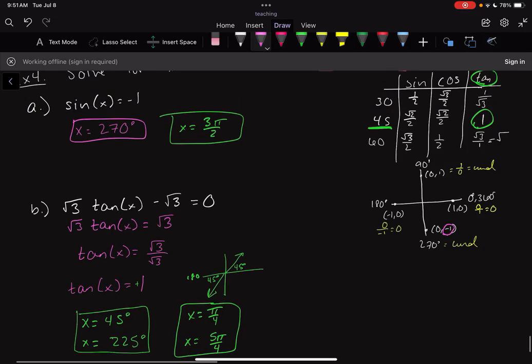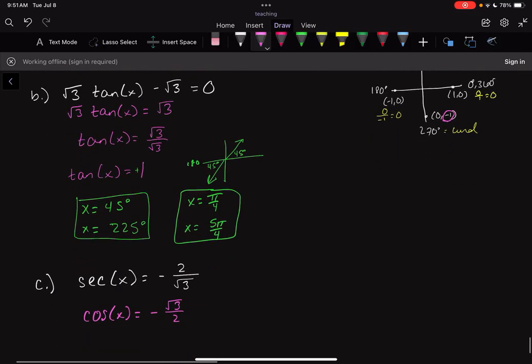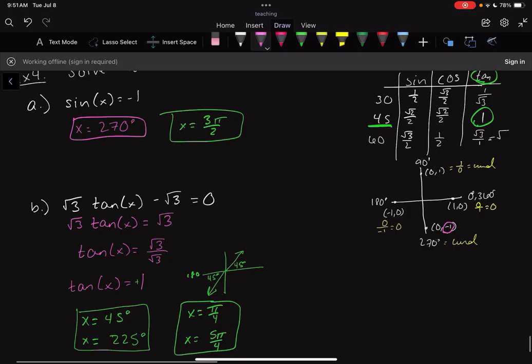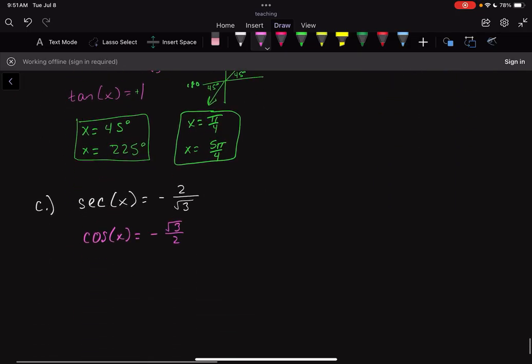So for this one, cosine is negative square root 3 over 2. I look at my table, that happens at 30 degrees. So I know that my reference is 30 degrees. It's negative. So cosine is negative in quadrants 2 and 3. Reference of 30. So here I'm going to get 150 and 210. And that's it.